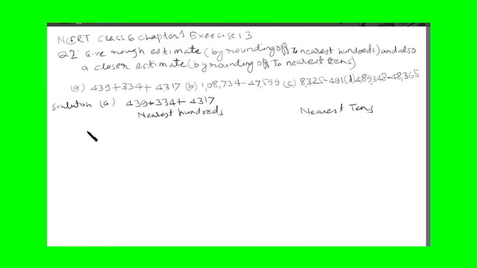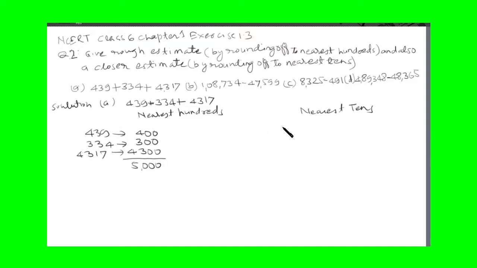So 439 is rounded to 400, as 439 is more close to 400 and not to 500. 334 is rounded to 300, as 334 is more close to 300 and not to 400. 4,317 is rounded to 4,300, as 317 is close to 300 and not to 400, and on adding we get 5,000.